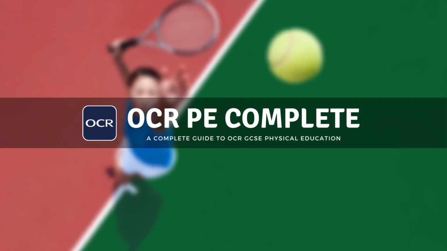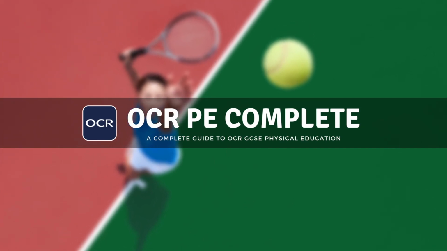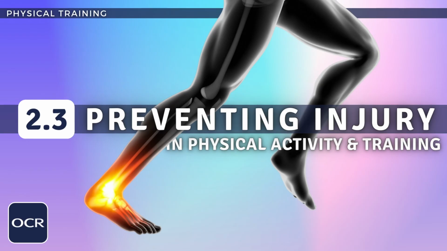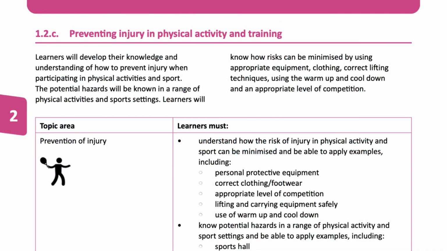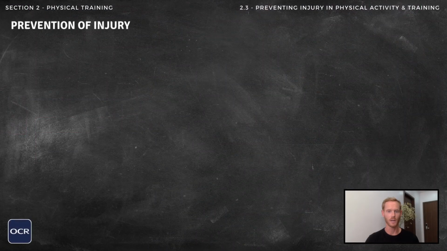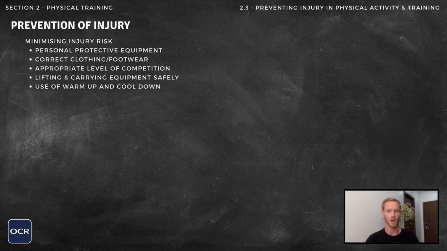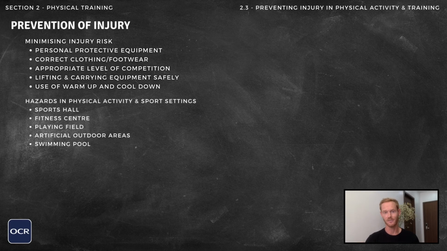Hello and welcome to another complete OCR GCSE PE lesson, where you'll learn absolutely everything you need to know on topic 2.3, preventing injury in physical activity and training. As always, we'll be following the OCR syllabus exactly and we'll cover absolutely everything you need to know for your final exam. For topic 2.3, you need to know different ways of minimising the risk of injury during physical activity and be able to identify potential hazards in a range of settings.